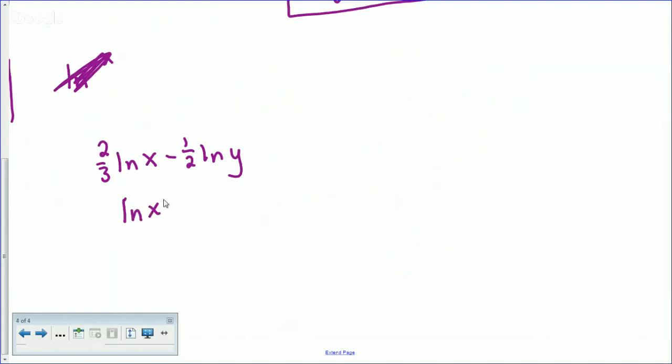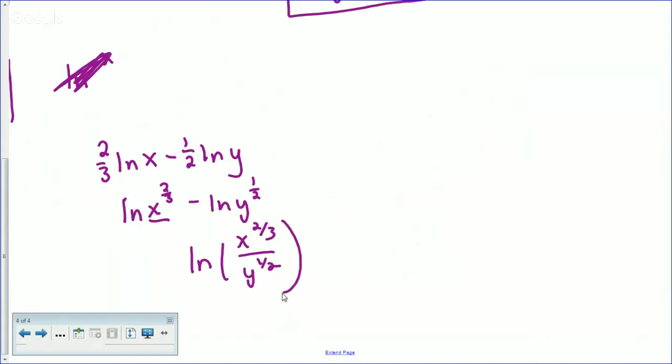So I'll have ln x to the 2/3 minus ln of y to the half. Okay, so I have subtraction here. Subtraction tells me division with this one on top. So I have ln of x to the 2/3 over y to the half. And there I have written it as one. See, I have one logarithm.